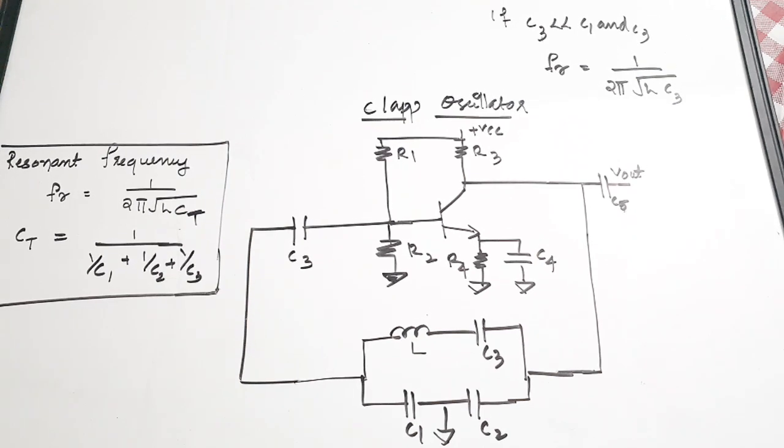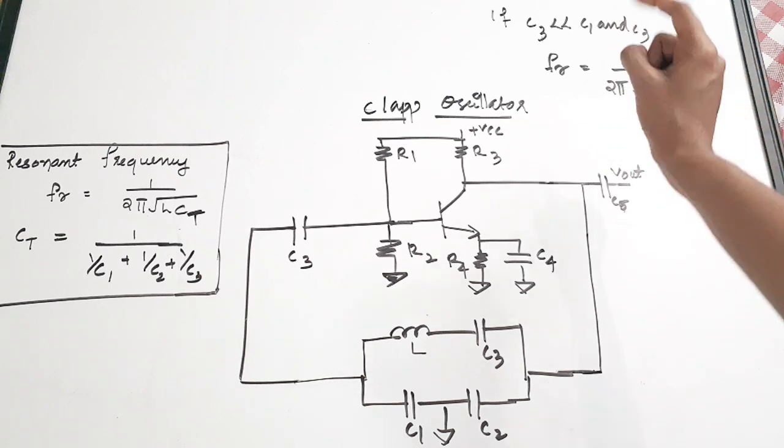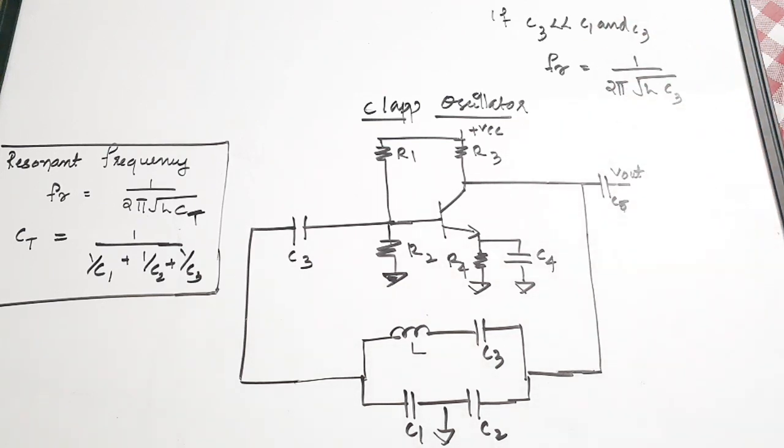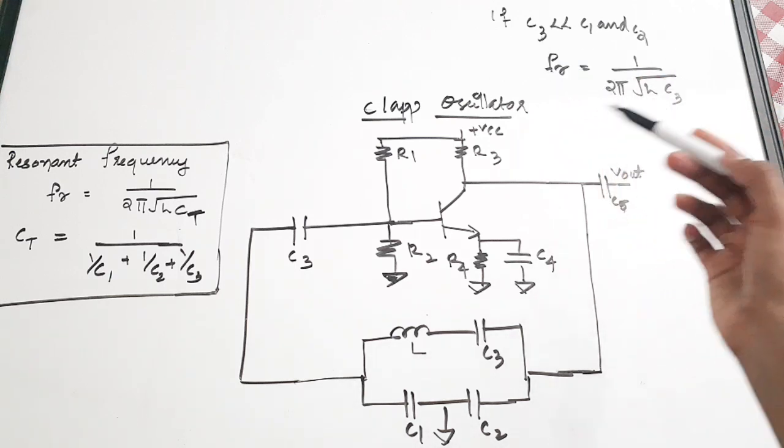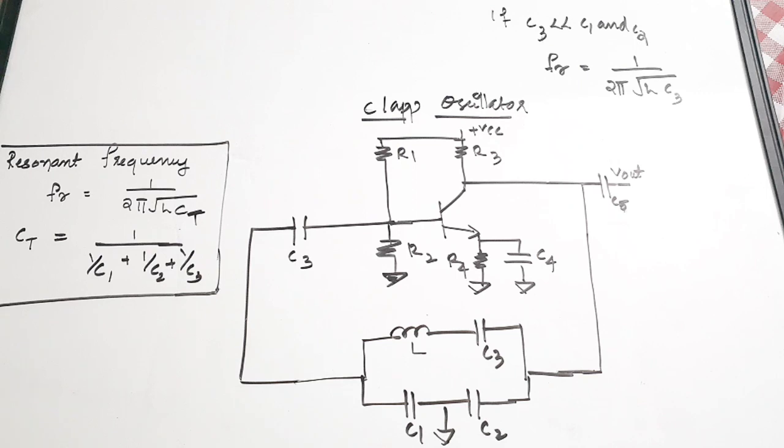Now consider that when C3 is very much less than C1 and C2, this is C2, not C3. So if C3 is less than C1 and C2, then the resonant frequency is entirely controlled by C3. That is, FR will now be equal to 1 by 2 pi square root of L C3. So that is the change when C3 is selected very much lesser as compared to C1 and C2. That is the Clapp oscillator, and it is more accurate and gives more stable frequency oscillations.